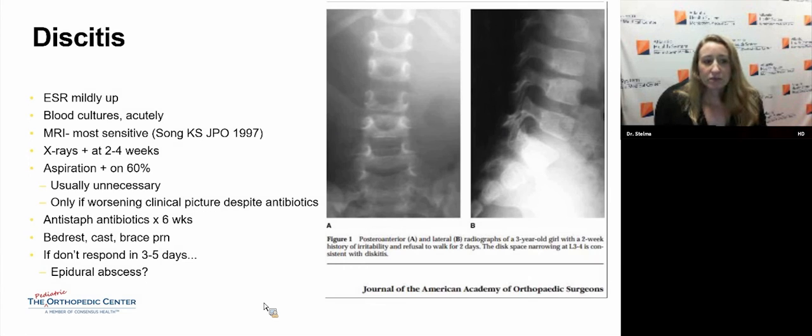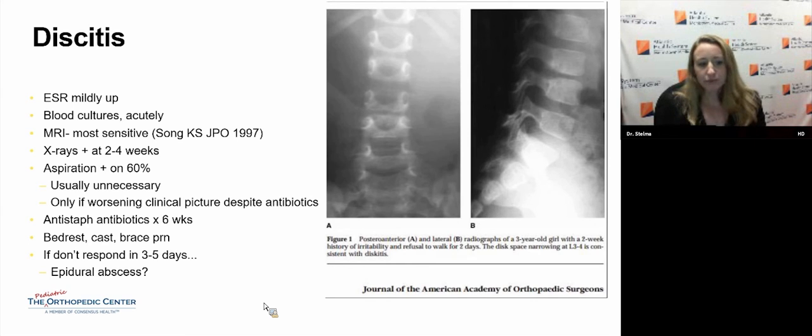The ESR typically is mildly elevated. The blood cultures can be positive acutely. An MRI is very helpful and is the most sensitive study for diagnosing this. X-ray findings may show up at about 2 to 4 weeks. Aspiration is positive in about 60% of the cases, but it's usually unnecessary to do that aspiration, and typically we do that only if there's a worsening clinical picture despite antibiotics. So antibiotics are still the first-line treatment, and typically for about 6 weeks.